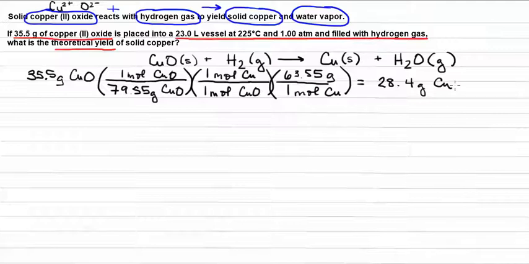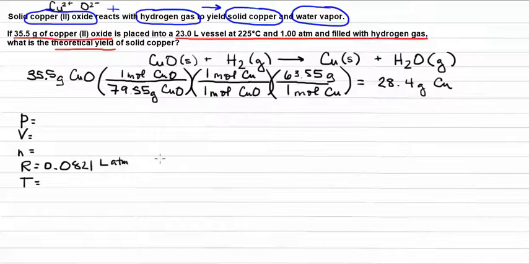Now, let's figure out how much copper you can form from the amount of hydrogen we have. This one is a little bit trickier because it's a gas, and now we have a gas law equation. So just like all other gas law equations, I'm going to collect up my variables. PV equals nRT. R is the gas constant, 0.0821 liter atmospheres per mole Kelvin.